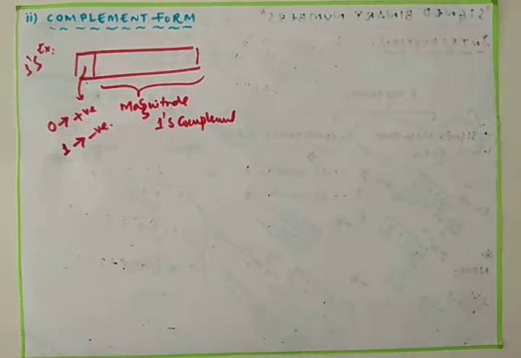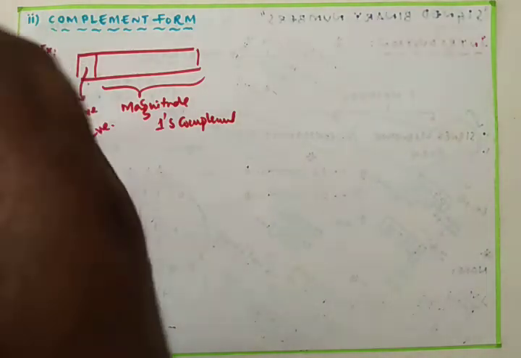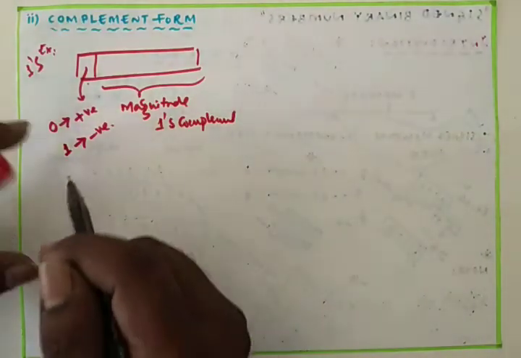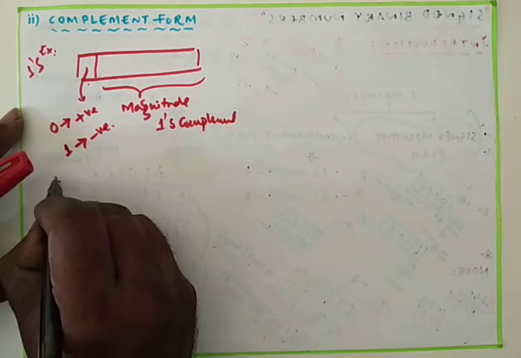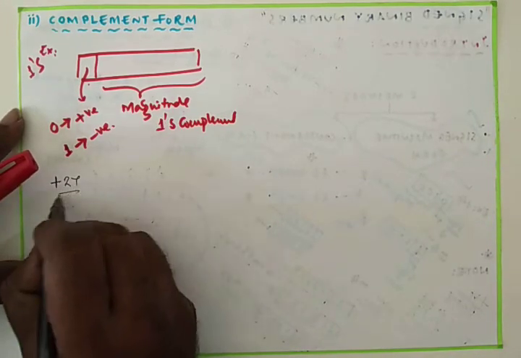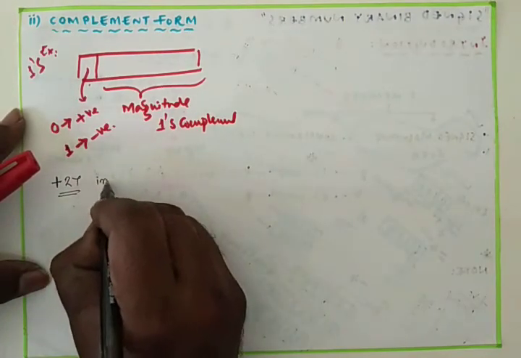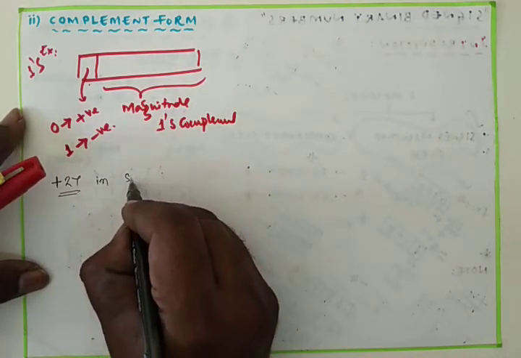For example, I am going with the representation of a number. See this one, plus 27 is there. Plus 27 we have to represent in sign magnitude form.